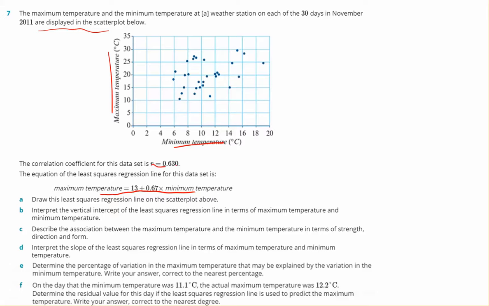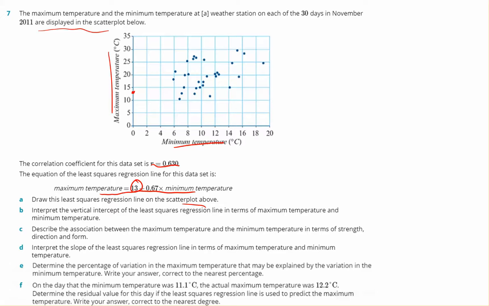We've got an R value. So that's a correlation coefficient. And we want to draw a least squares regression line on the scatter plot above. Now, I know that my intercept's at 13, so it's roughly over here. And I need a second point to draw the graph.